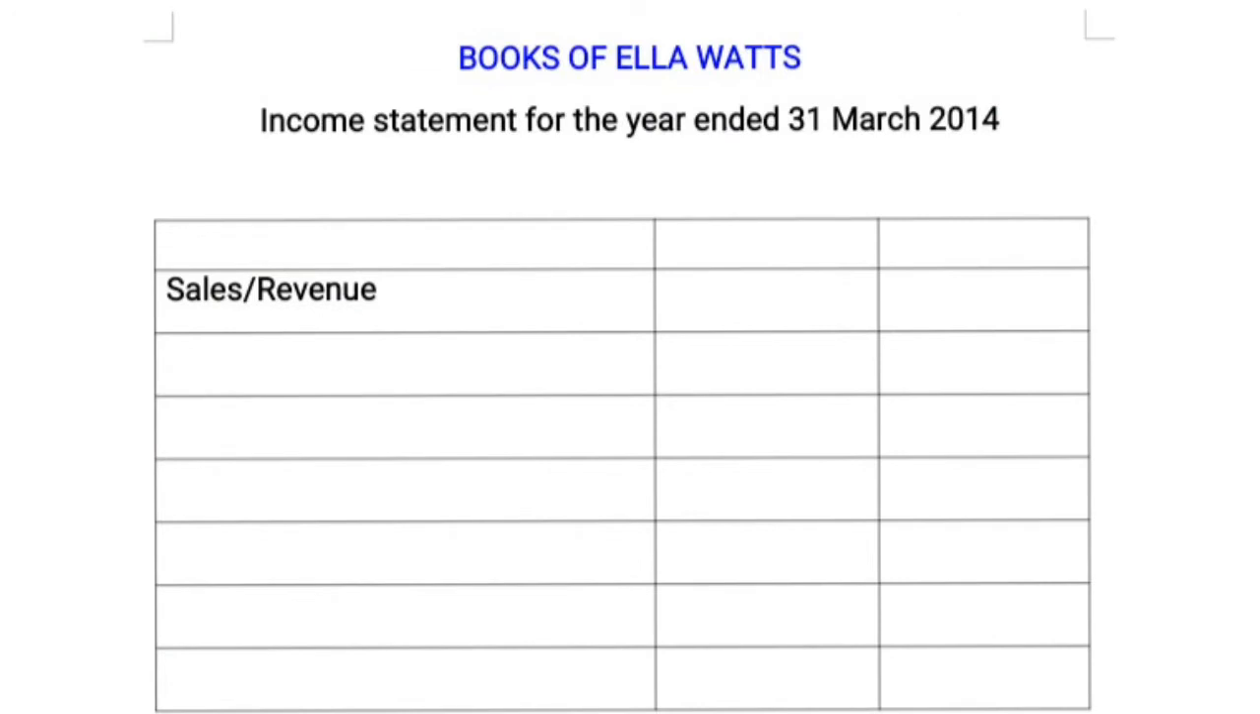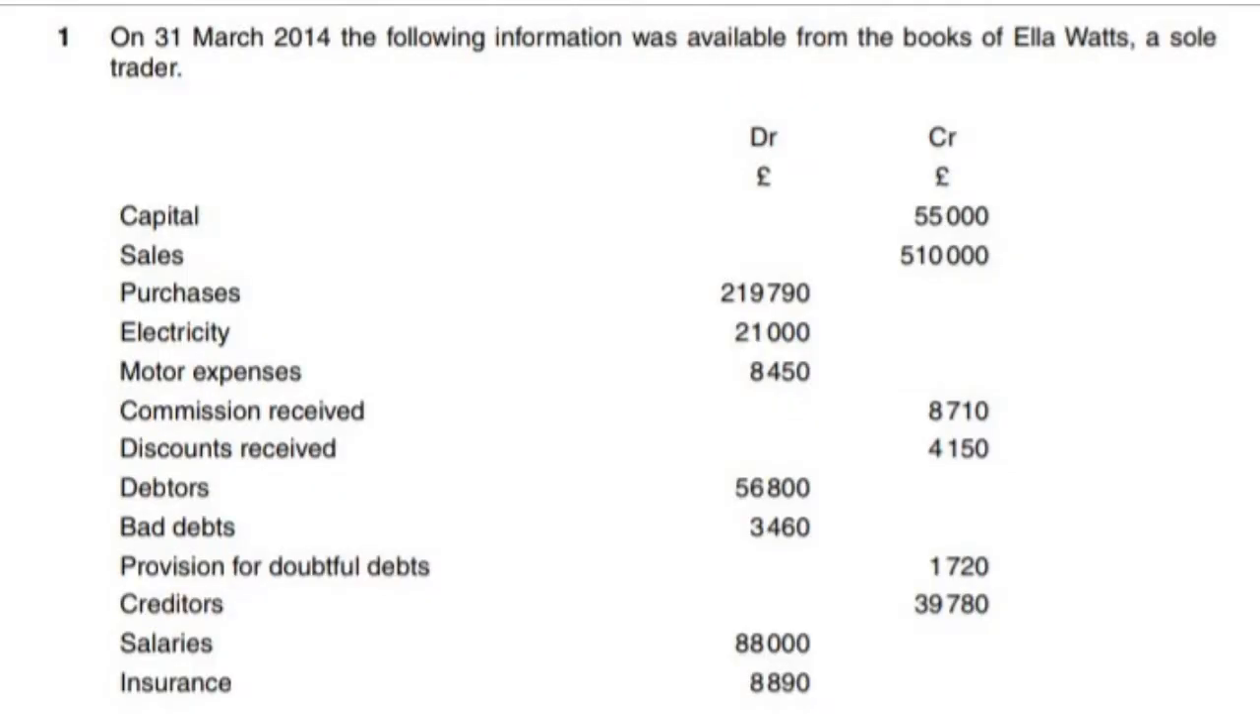The first thing when preparing income statement, you start with the sales. So you write sales, also known as revenue. Right. So I'm going to look for the sales figure in the trial balance. You can notice that the sales are amounting to 510,000. Right. Second from the first at the top. So I'm going to write 510,000.